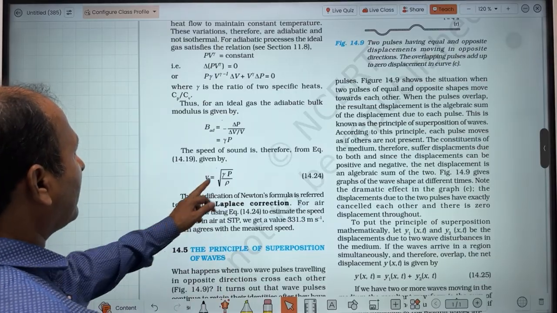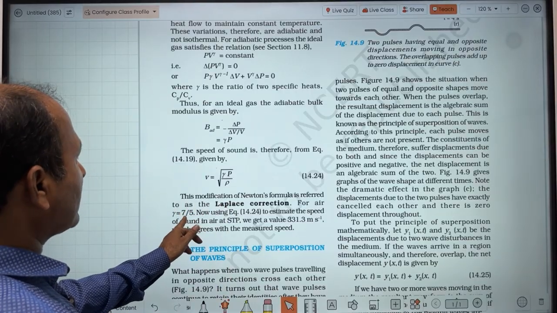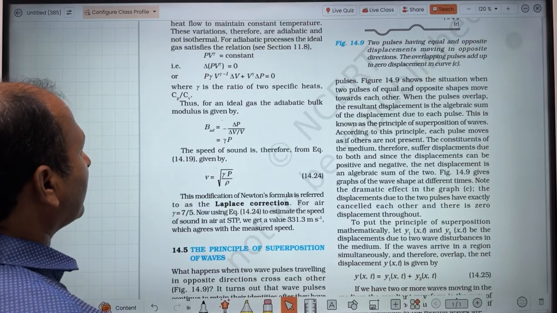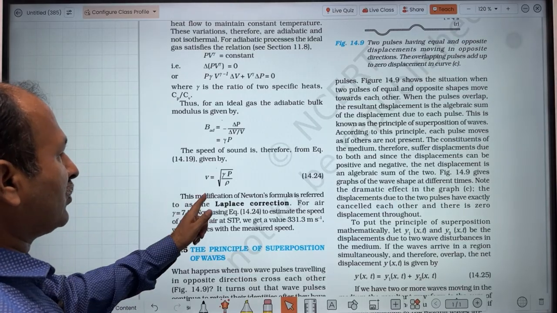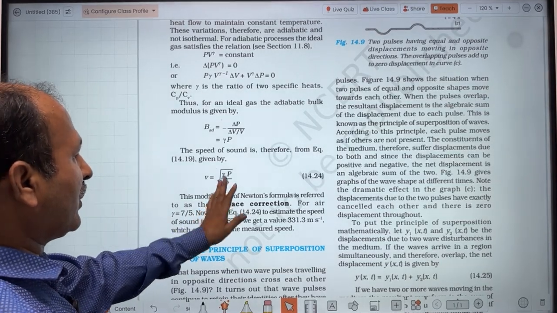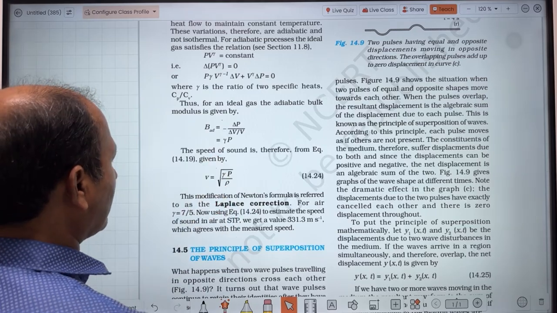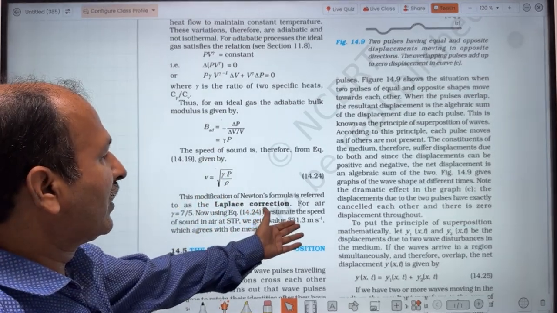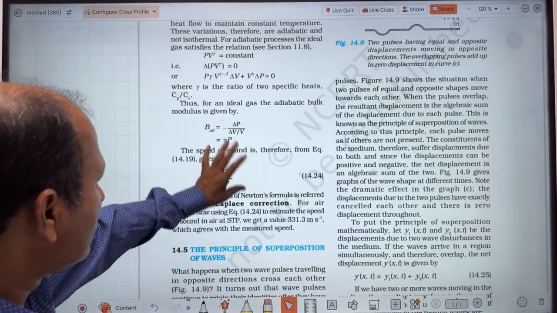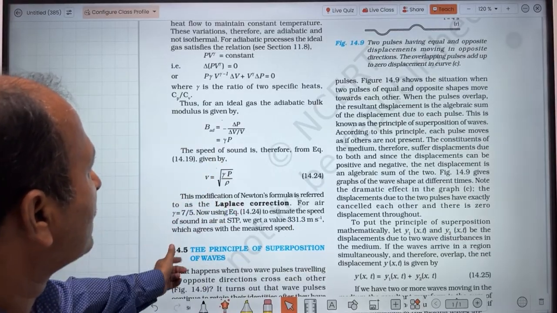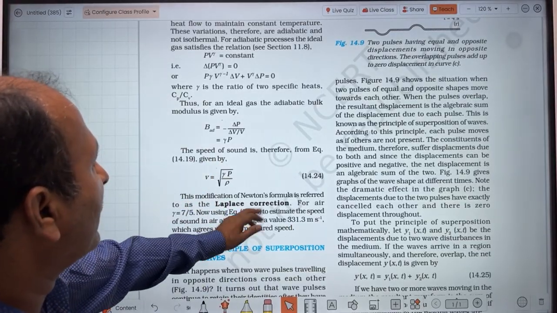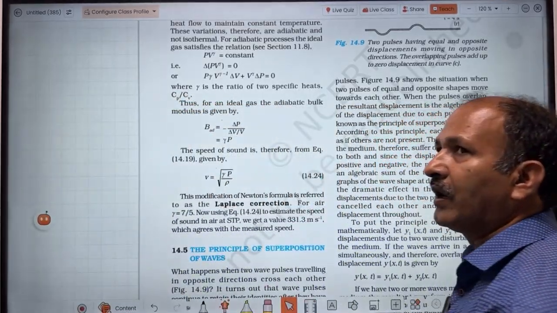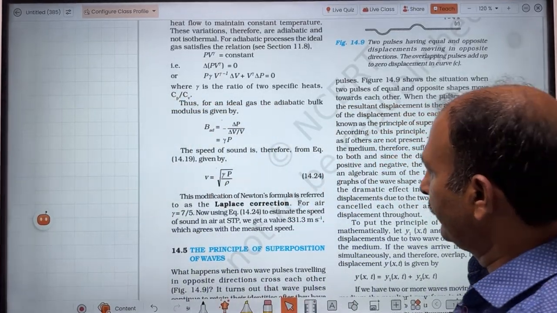Now we put the values. Gamma we can take 7 by 5, and P, as we know, is 1.013 into 10 power 5 divided by density 1.29, and v is evaluated. This value comes out to be 331.3 meter per second. This suggestion was given by Laplace, so this relation is called Laplace correction. So you have to remember, this question is generally asked in exams.